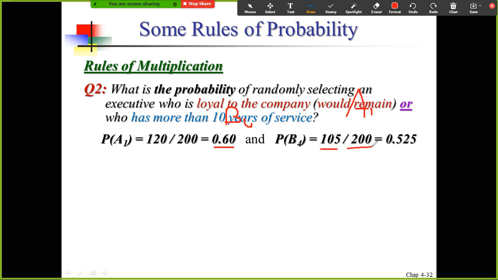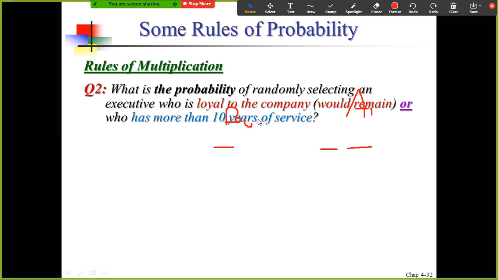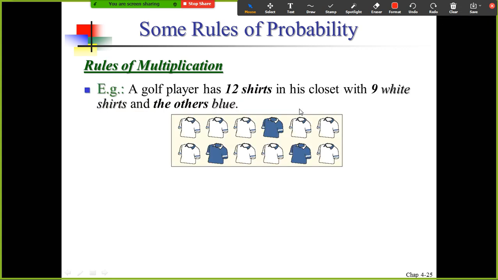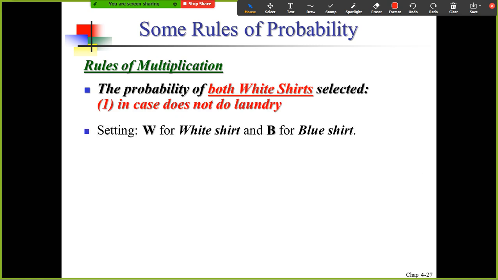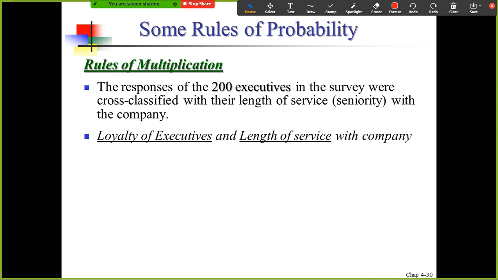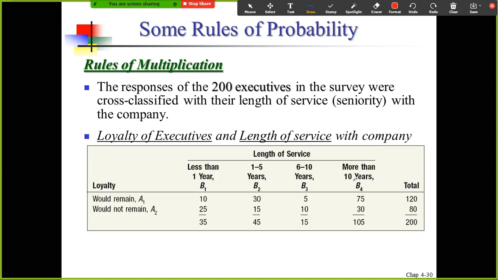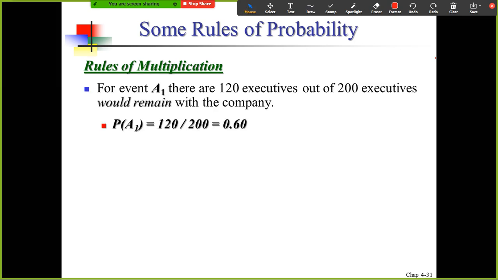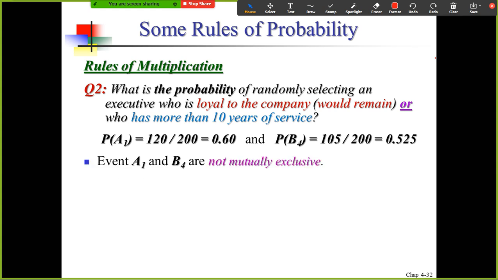Okay, executives who work more than 10 years, or more than 10 years of service: 105 divided by 200. Why is it 105? Why is it 105 for B4 over 200? Why not 75? Because we just want to see A1 or B4. Okay, A1 or B4, not A1 and B4.